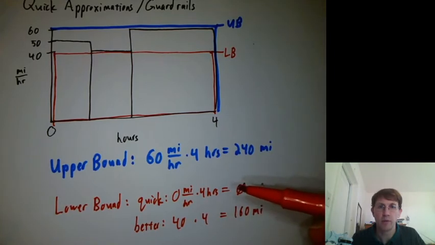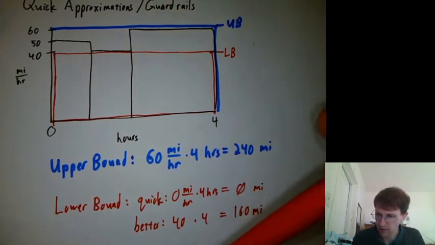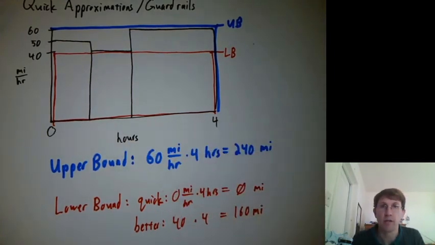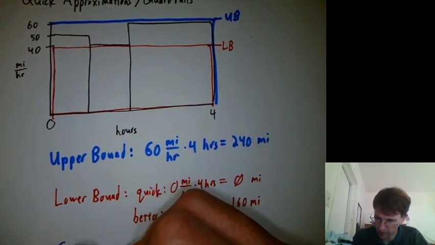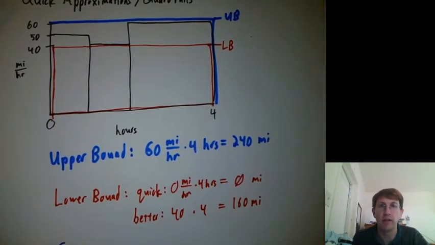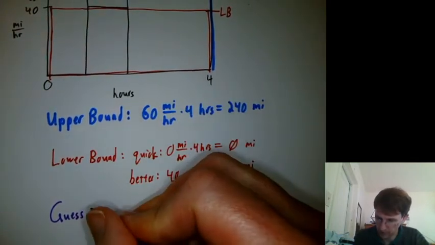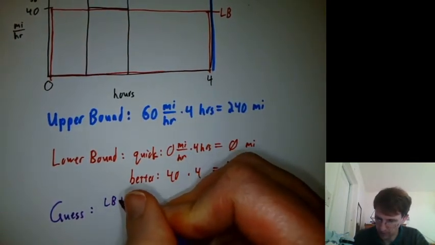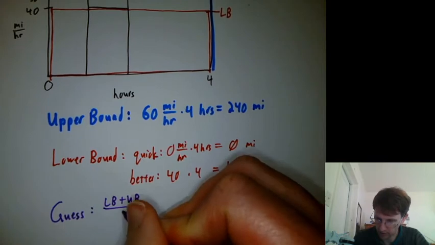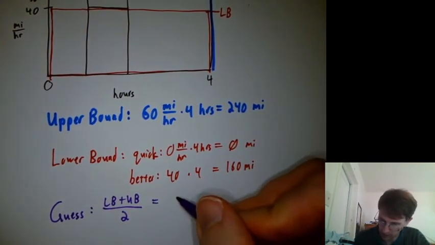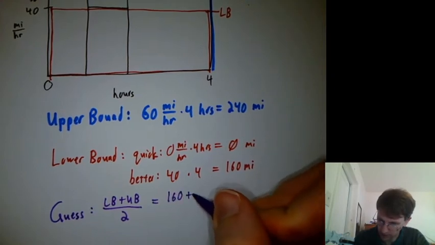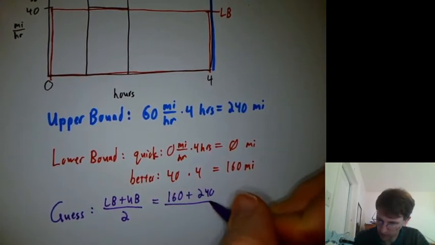So is there anything better we can do with this upper and lower bound to get hopefully an even better answer? Well, you might say, let's have a guess. And I'll do that in purple, because that's kind of the average of blue and red, right? So a guess might be our lower bound plus our upper bound divided by 2, average the two of them. So that would be what? 160 plus 240 over 2.